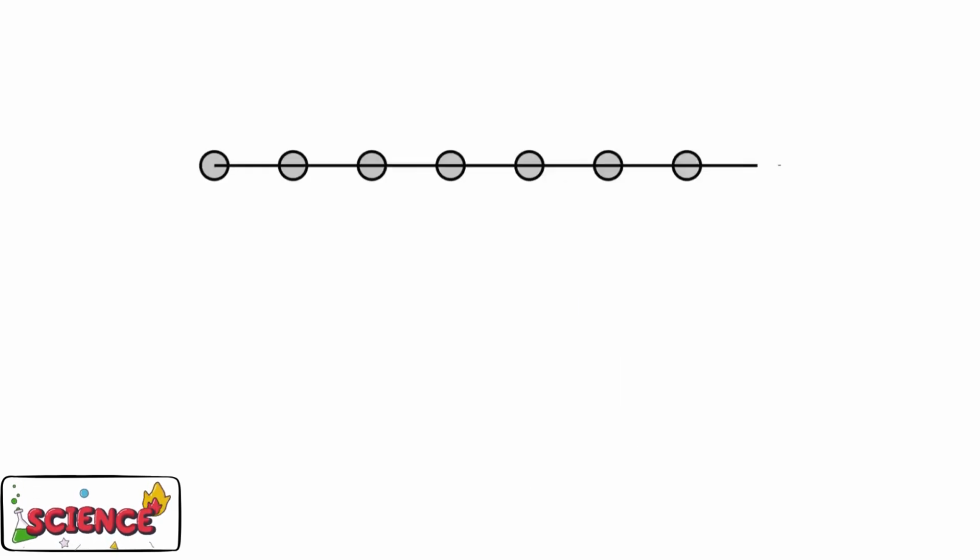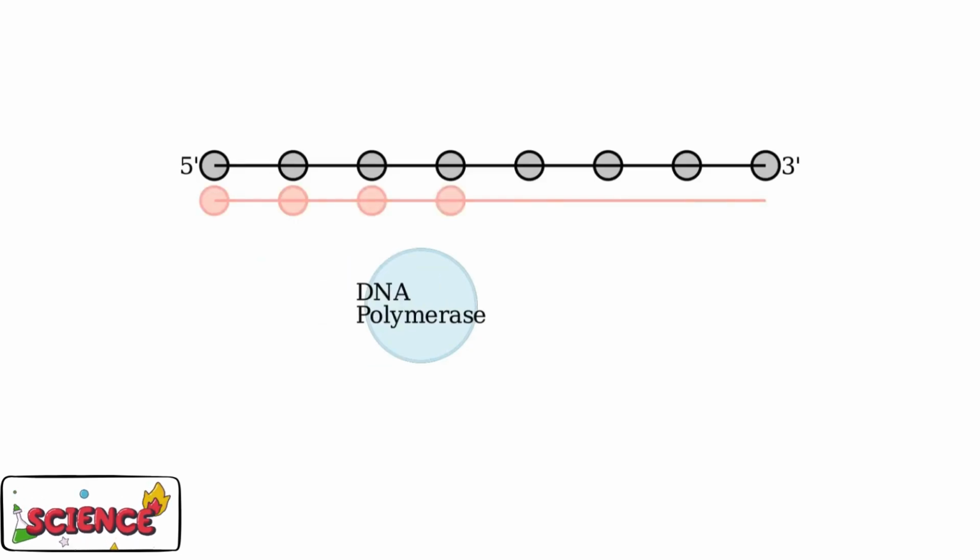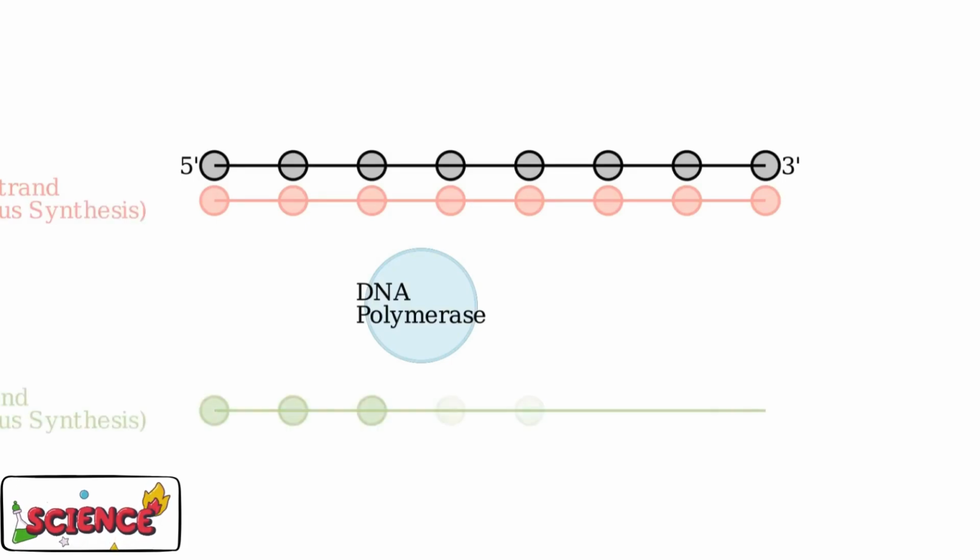DNA polymerase is the main enzyme responsible for synthesizing new DNA strands. DNA polymerase can only add nucleotides in the 5' to 3' direction. On the lagging strand, DNA synthesis occurs in short segments called Okazaki fragments. DNA ligase then joins these Okazaki fragments together to form a continuous strand. This combination of continuous and discontinuous synthesis allows for efficient DNA replication in both directions simultaneously.